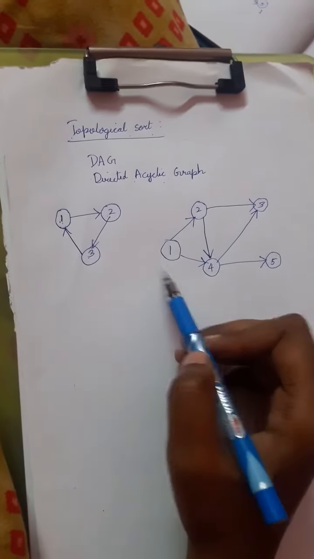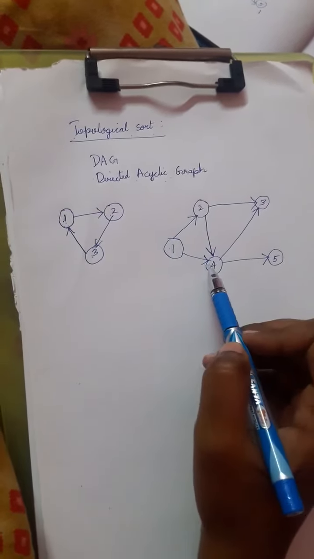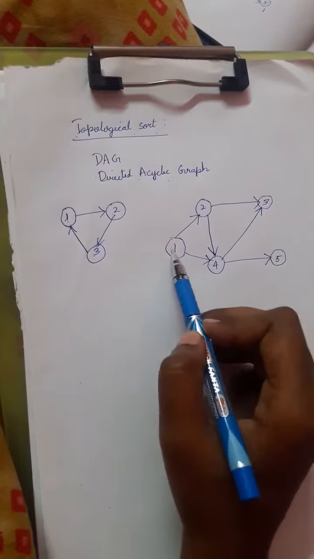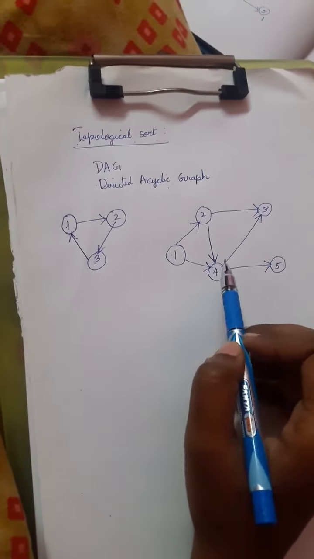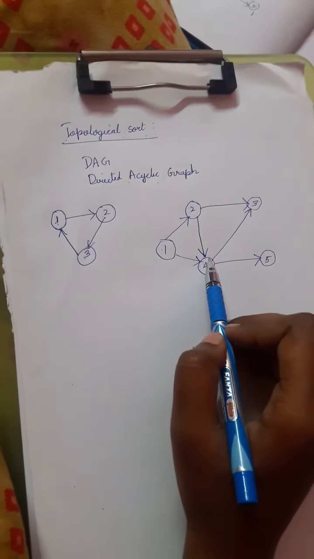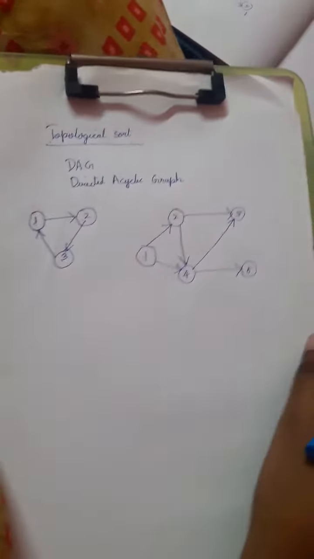Suppose you take this graph. Is there a cycle formed in this graph? 1, 2, 4, but there is no direction from 4 to 1. Only from 1 to 4 there is a direction. So this is a directed acyclic graph. This is the graph we are going to take for doing topological sorting.